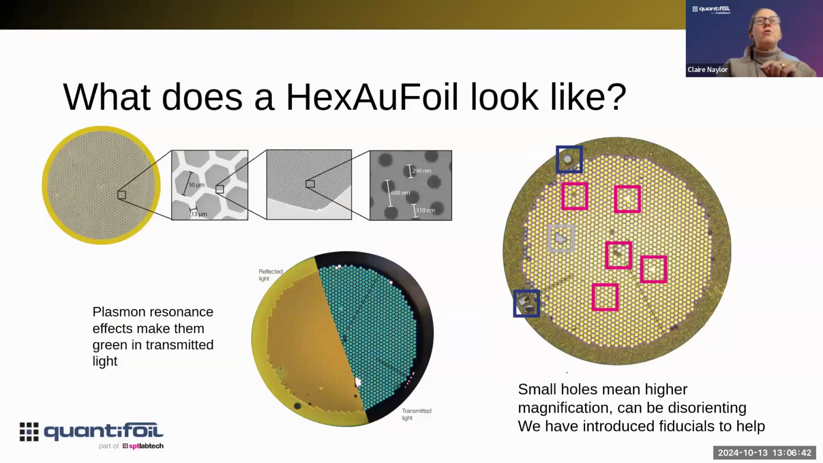Okay, so there you go, just to show you what they look like. You've got 50 micrometer hexagonal squares with 300 nanometer holes. You have 9 million holes on a HexAuFoil compared to about 850,000 on a standard R1.2/1.3. You do have to use them at high magnification, and we have introduced a bunch of fiducials to make it easier for you to see them at high magnification.